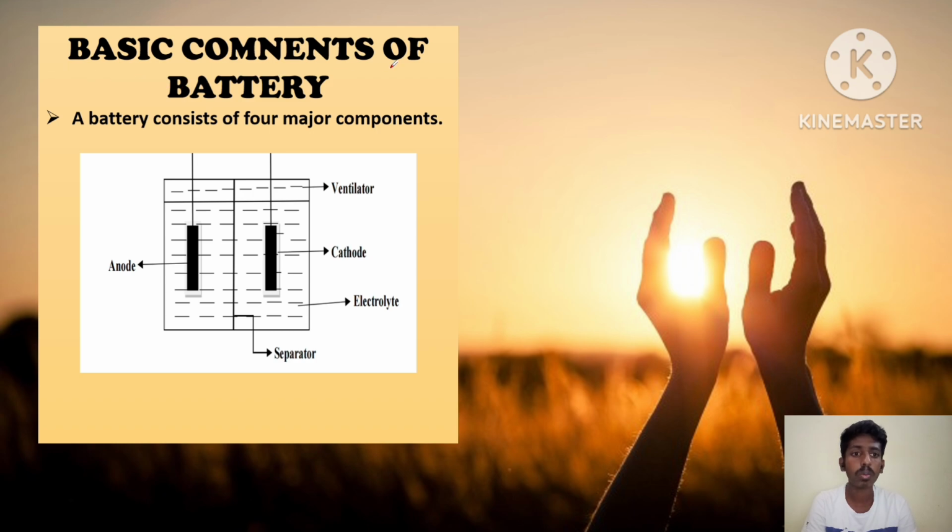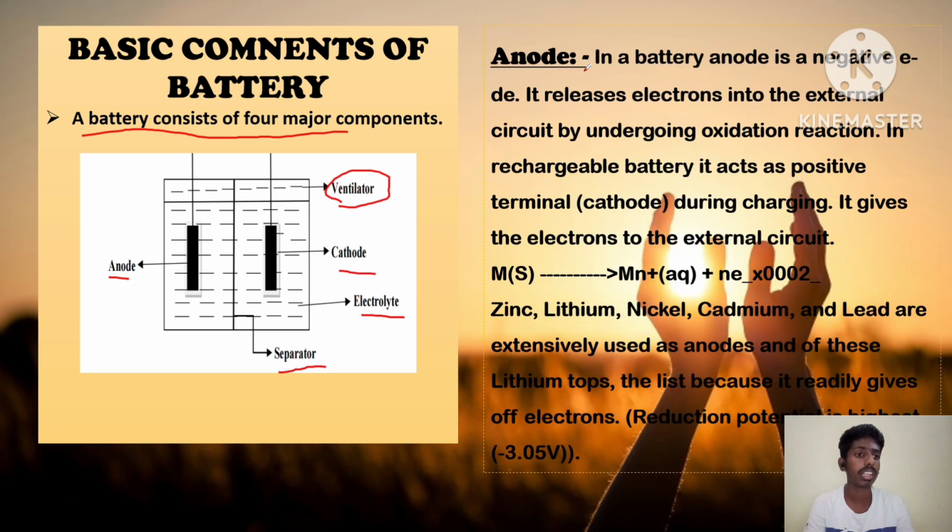So, the basic components of a battery. The battery consists of majorly four components. They are anode, cathode, electrolyte, and separators. Ventilators are only used in modern batteries. So let's see the first component briefly.